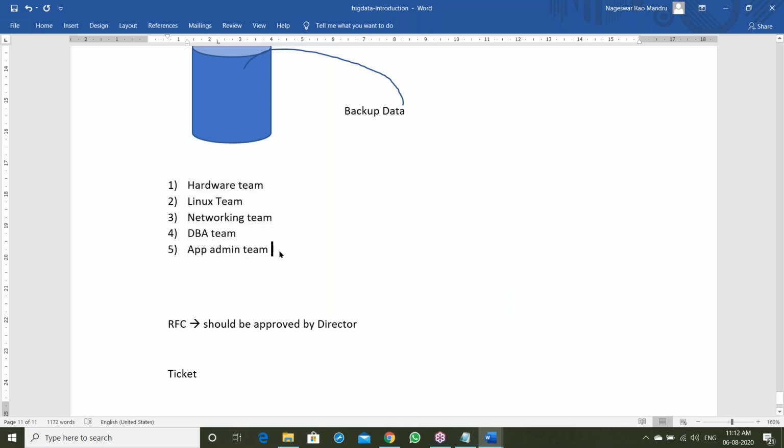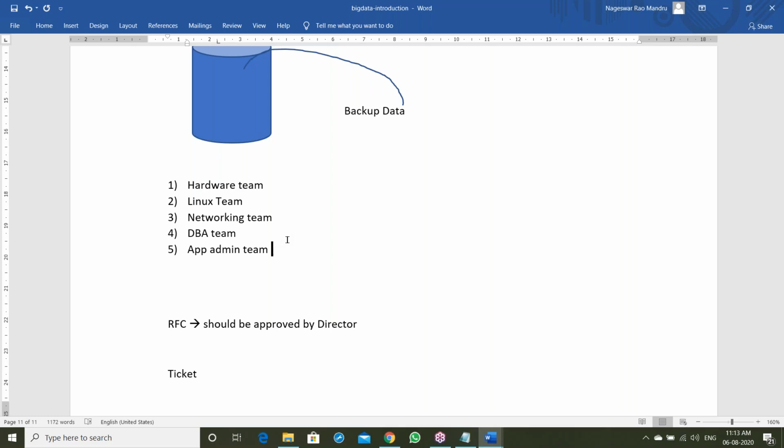How much time does this take? We can't say. Sometimes 2 days, 3 days, 1 day, 24 hours, 48 hours, 72. Minimum 24 hours is required to get that recovery task done. Minimum 24 hours, and expensive.